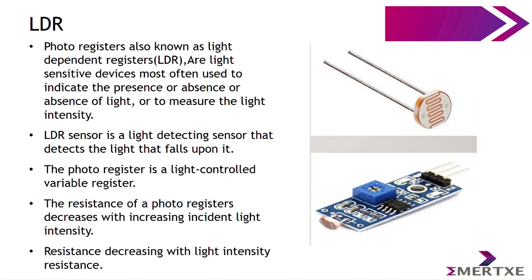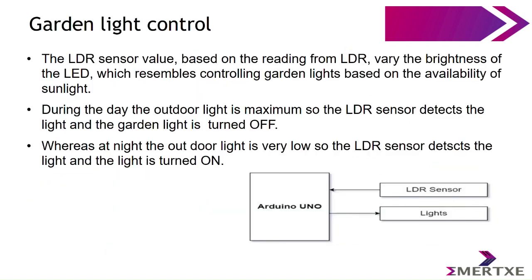What is an LDR? What do you mean by LDR? Photoresistors, also known as light dependent resistors, are light sensitive and used to indicate the presence or absence of light and to measure the light intensity. The LDR sensor is a light detecting sensor that detects the light that falls upon it. The LDR is a light controlled variable resistor.